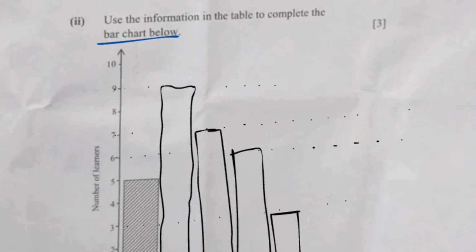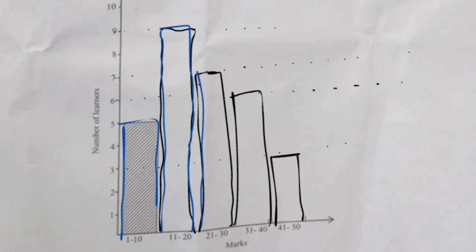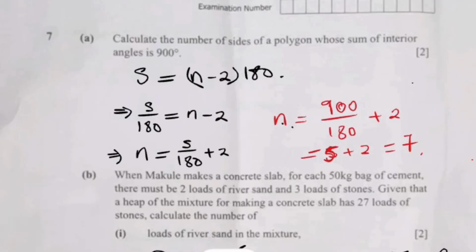Okay, so they've already given us an example. 1 to 10 is 5, so this is 5 like that, right? Then 11 to 20 is from here is 9. The frequency is 9. So just draw bars like that. Like that, of course, you're going to use a ruler like that. Then you are done. Calculate the number of sides of a polygon whose sum of interior angles is 900.